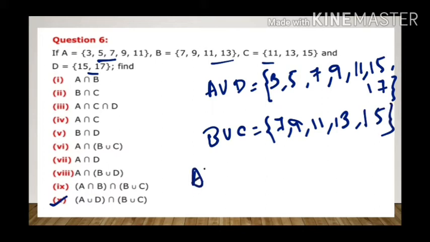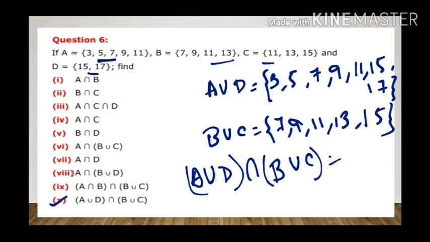Now, A union D intersection B union C is equal to the common part of this set and this set. Okay, if you examine the common part, 7 is common, 9 is common, 11 is common. So it will be the collection of 7, 9 and 11. In this way you have to solve part number 10.